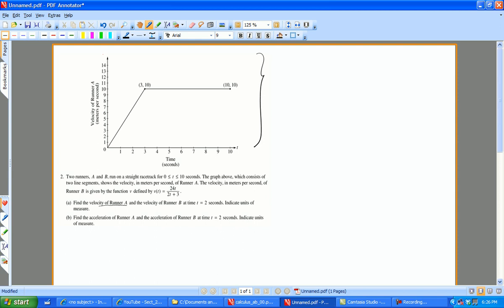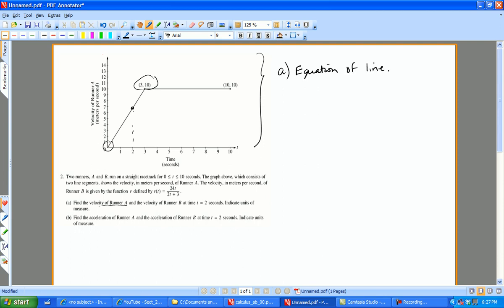This graph is the graph for the velocity of runner A, and I want the velocity at time 2. So all I have to do is look at time 2 and figure out where I am on the graph. The only thing is it doesn't look like I can tell exactly what point that is. But I know an ordered pair, (3, 10), and I know an ordered pair is (0, 0), and that's a straight line, which means for part A, I can come up with the equation of that straight line.